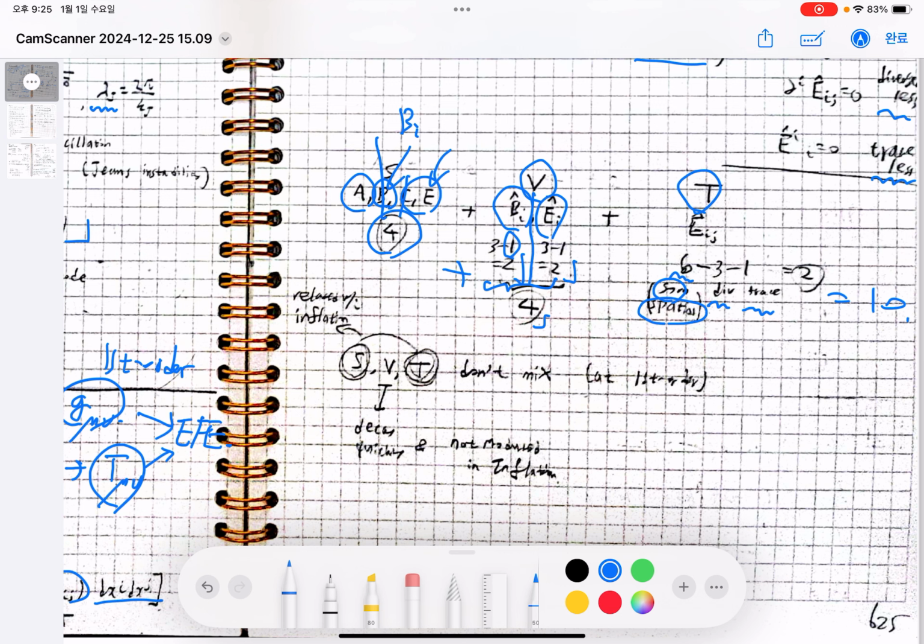At linear order, the scalar, vector, and tensor fluctuations do not mix with each other. In the case of vector fluctuations, they decay quickly and are not produced in inflation, so we do not discuss them here. The scalar and tensor perturbations will be related to inflation.